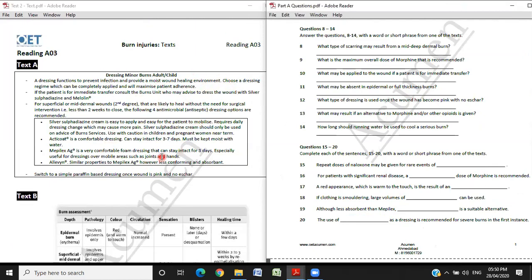Now find out the answers from text A. There were two questions where we said the answer will be from text A. It is okay if you don't type in your answers. You can write it for yourself on a piece of paper. Don't type in.